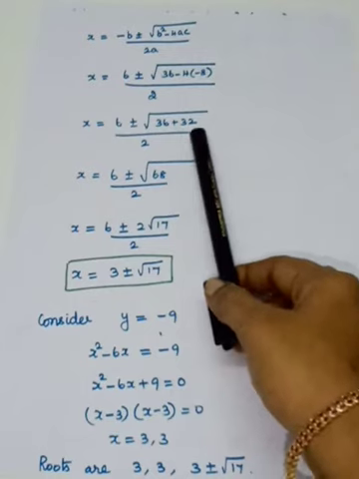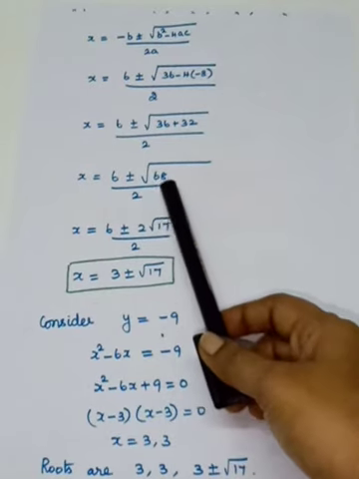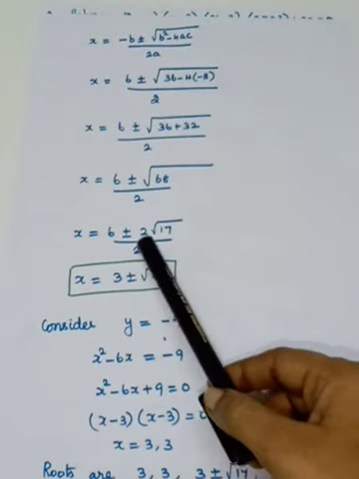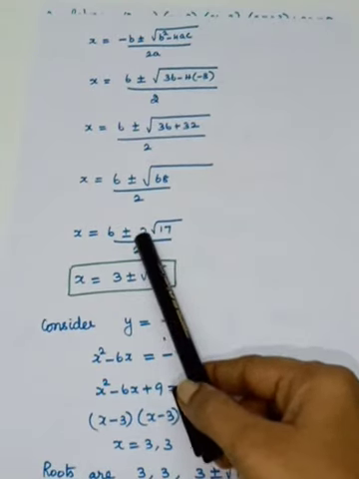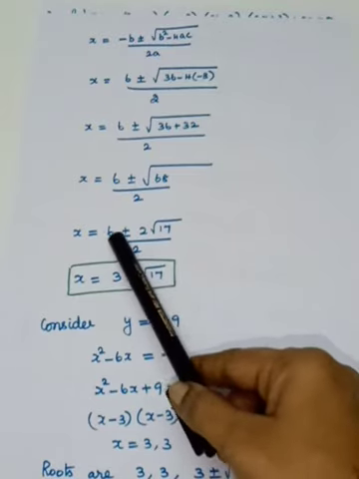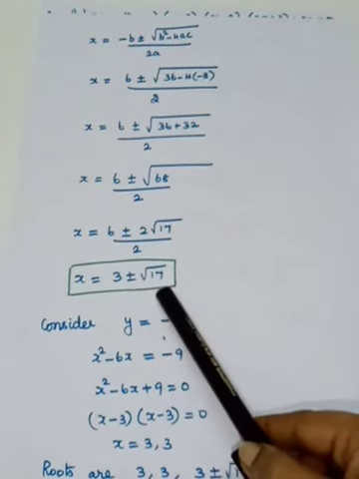So 36 plus 32 is 68. Okay, so 4 into 17 can be written as square root of 4 is 2. So from these two, 2 is common, that 2 is cancelled with the denominator 2. So what is remaining here? 3 plus or minus root 17.